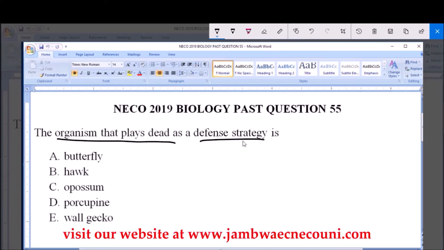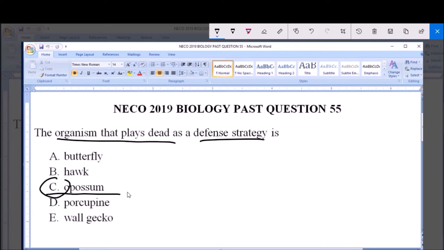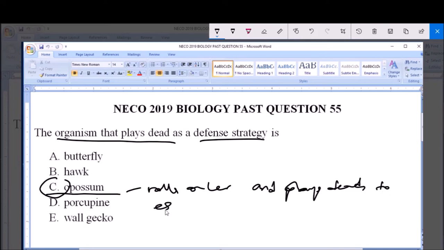The organism that plays dead as a defense strategy is actually the opossum, which is option C. Now, an opossum rolls over and plays dead to escape its potential predator. And like you know, when an organism plays dead, the predator leaves the dead animal alone. Most predators do not feed on dead animals. And this is the defense strategy used by the opossum. Once it is approached by its predator, it rolls over and plays dead. And so the predator looks at this opossum as a dead animal and then leaves it.